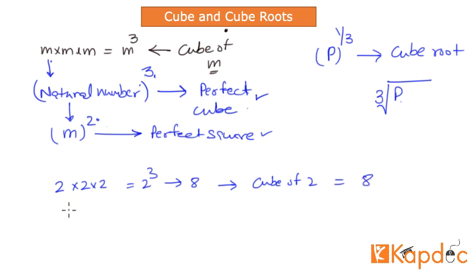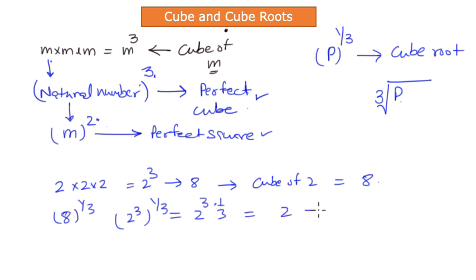At the same time, when I take the same number 8 and raise it to the power 1/3, since 8 is equal to 2 to the power 3, 1/3 of that becomes 2 to the power 3 times 1/3, which is equal to 2. It means that 2 is the cube root of the number 8. So that is the linkage between the cube and cube root, just like we had with the square and square root.